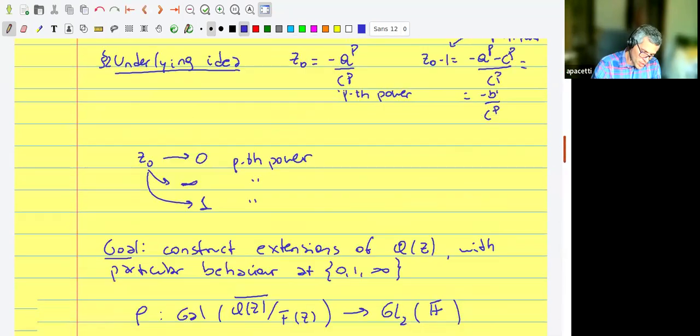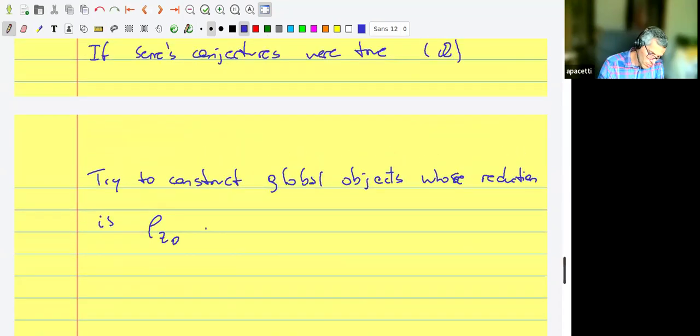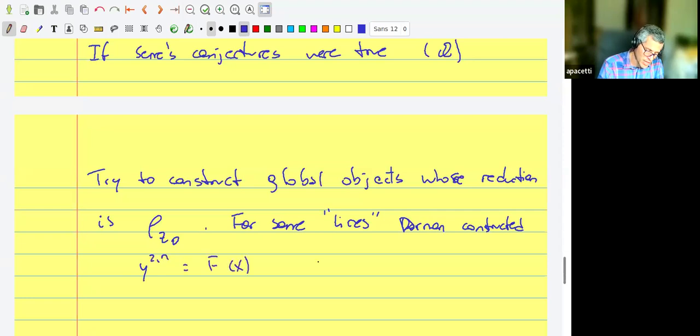And so what Darmon did in his article was, for some of the families, for some of the lines, Darmon constructed some curves of the form y squared or y to the n equals some particular polynomials that give you global representations. And what do I mean with lines?